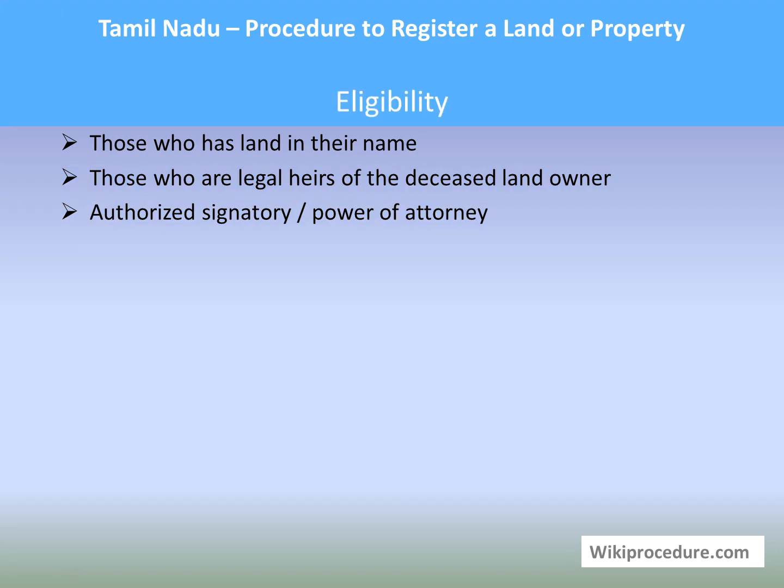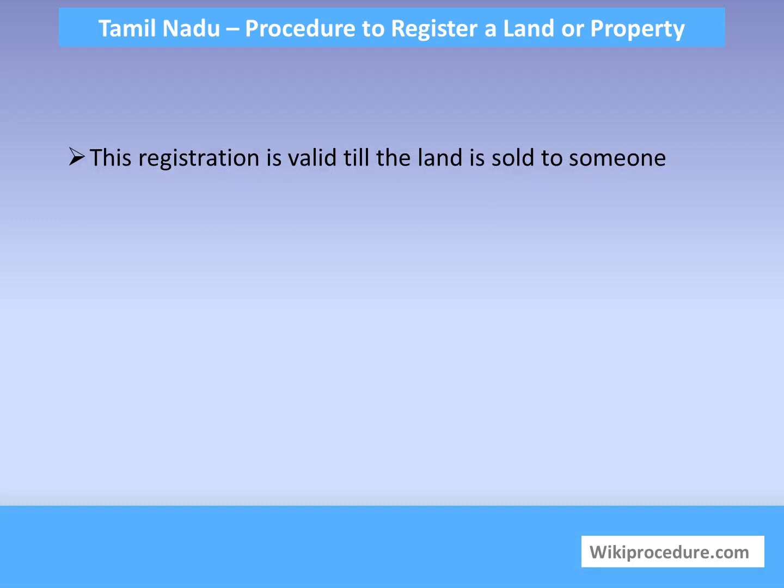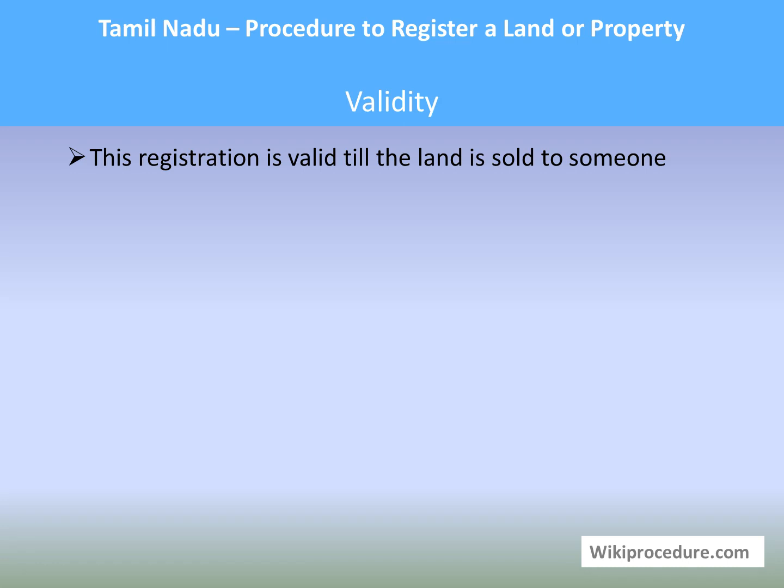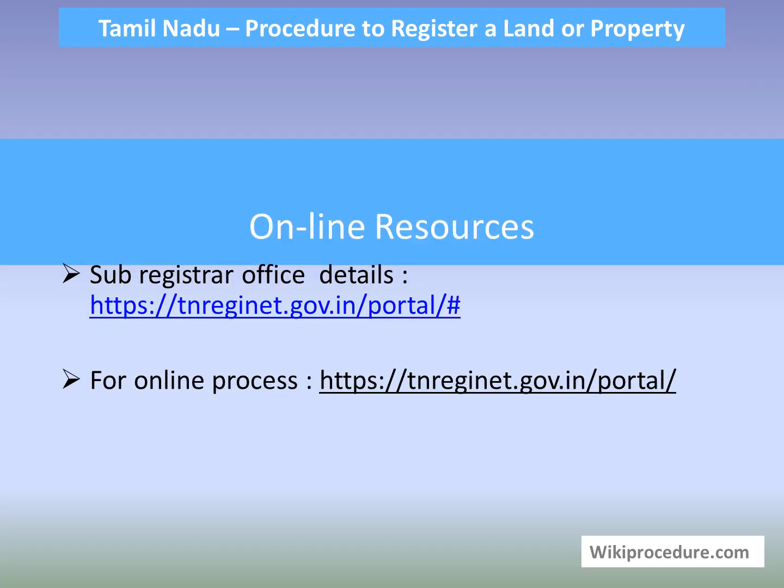Eligibility: those who have land in their name, those who are legal heirs of the deceased landowner, authorized signatory or power of attorney are the eligible persons to register land or a property. Validity: this registration is valid till the land is sold further to someone by subdividing.